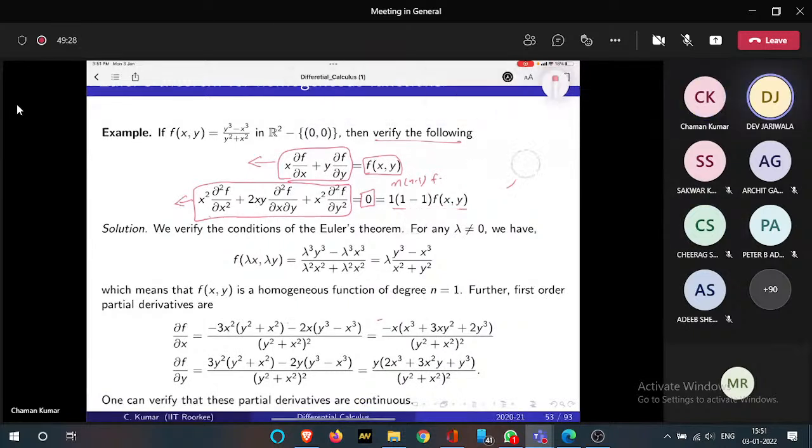Physical applications: somebody who is working in physics can tell. Because I'm a mathematician, I'm not aware of physical applications, like how this can be used in physics or in some other branches.